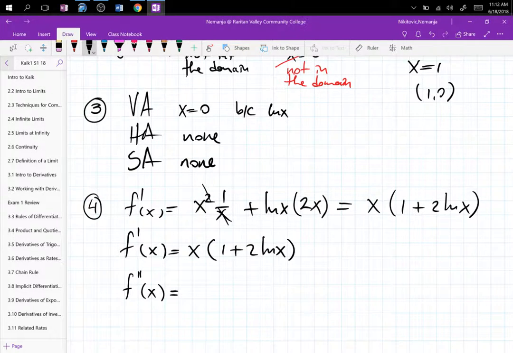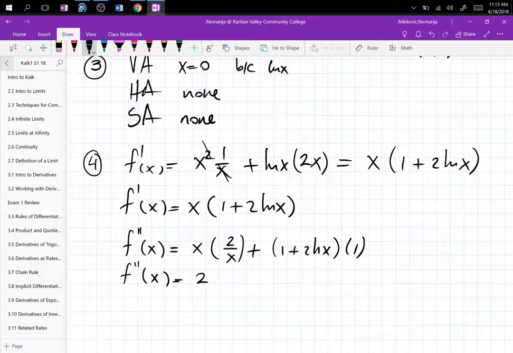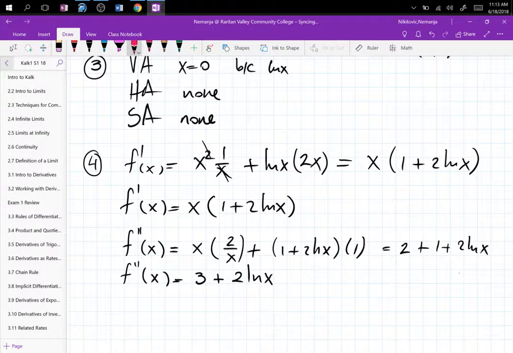The next one is take the derivative again for the second derivative. So copy the first, times the derivative of the second, which is 2 over x, plus copy the second, which is 1 plus 2 ln x, times the derivative of the first, which is just 1. Nice. So what is this now? The second derivative, this dies. Actually, we can do it here. So 2 plus 1 plus 2 ln x. Oh, nice. So 3 plus 2 ln x. Beautiful.